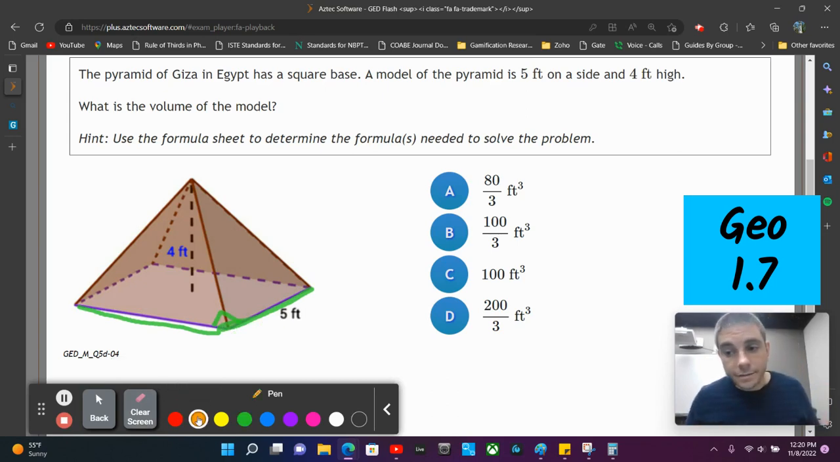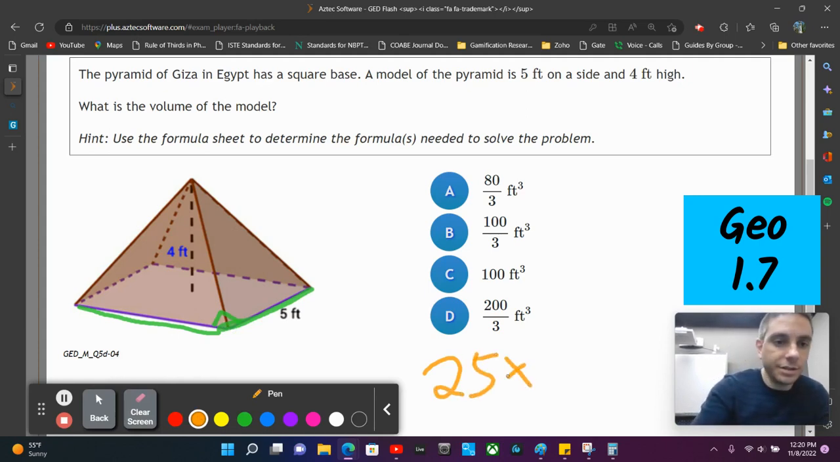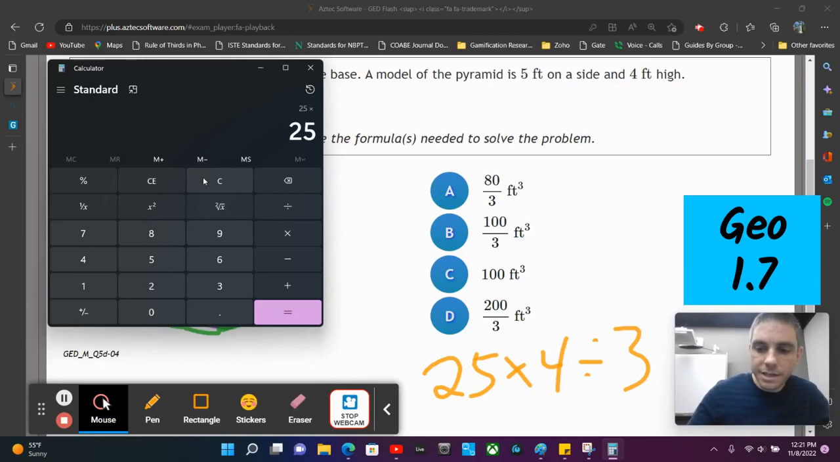That means the area of the base is 25. 5 times 5 is 25. Then we're going to times that by how tall it is, which is 4. Then we're going to take that answer and divide it by 3. 25 times 4 is equal to 100, divided by 3, and we get 33.3 repeating.